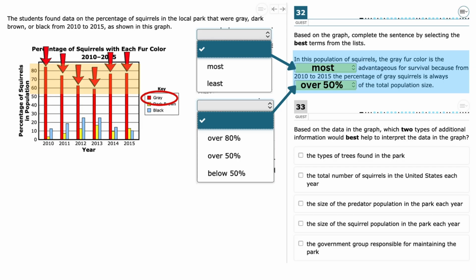So the best way to complete the sentence is: in this population of squirrels, the gray fur color is the most advantageous for survival, because from 2010 to 2015, the percentage of gray squirrels is always over 50% of the total population size.